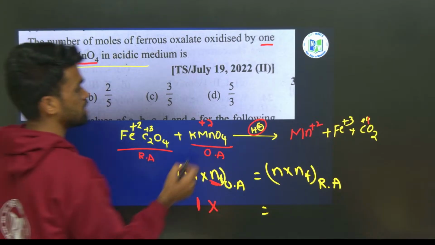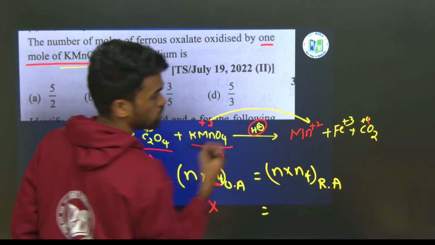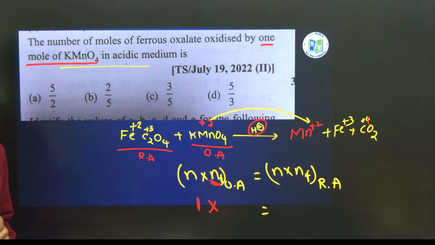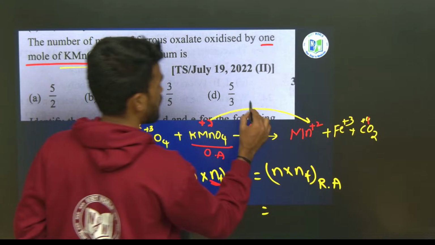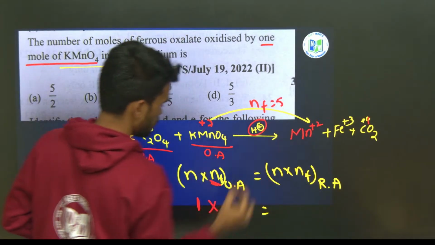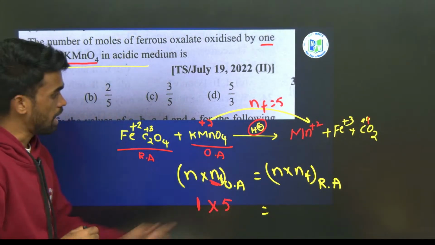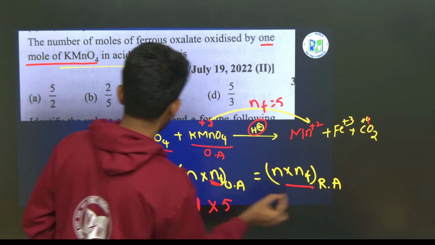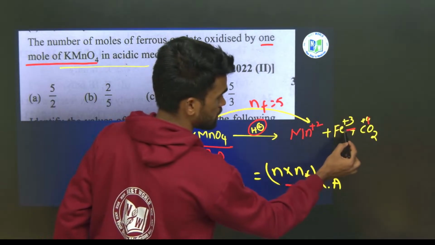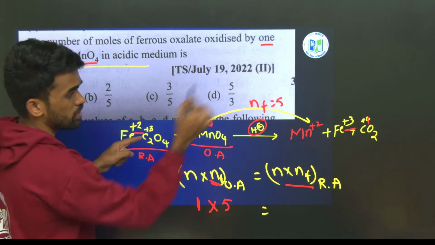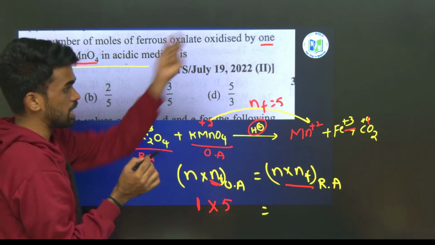N factor means +7 is converting into +2. How many electrons are involved in that? 7 to 2 means 5 electrons gained. So the N factor here is 5. So 5 here you take. And on this side, the reducing agent is this one: iron +2 converting into +3, and carbon also converting into +4. So this is completely undergoing oxidation.